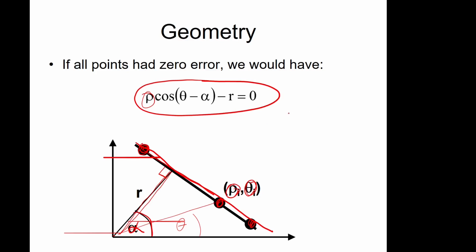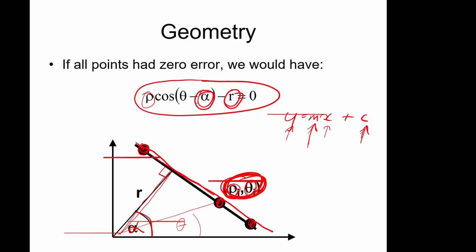Okay, so normally we think of y equals mx plus c, where we have x and y values, and we determine the gradient and the intercept with the y-axis, and that's our normal straight line. In this case, our rho and our theta are our xy values, and our m and our c have now become our r and our alpha values. So it's the same principle, just in a different coordinate system.